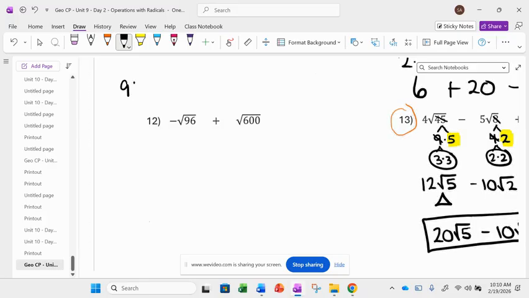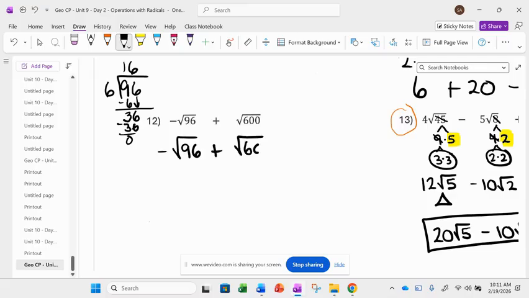So I'm going to do 96 divided by 6. 6 goes into 9 one time. 1 times 6 is 6. Subtract. 9 minus 6 is 3. Bring down the 6. 6 goes into 36 6 times. So now I'm going to break this down. So this is the root of 96 plus the square root of 600.